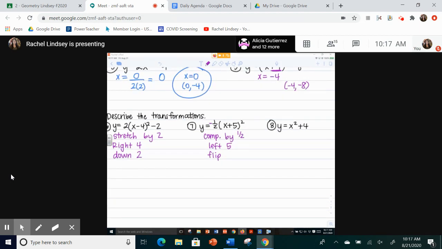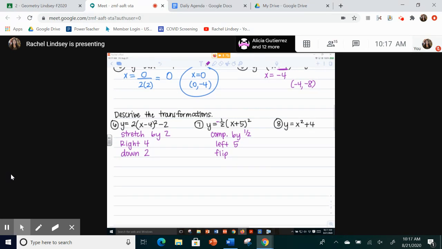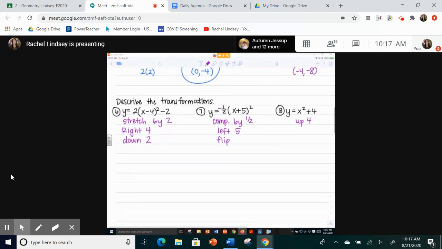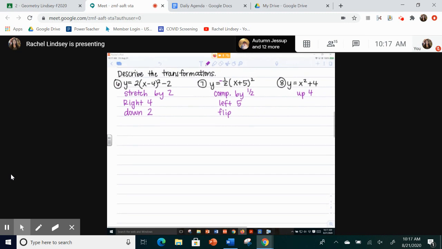Okay, and then on the last one, it only has one transformation. Doesn't flip, doesn't compress or stretch, doesn't move left or right. It only goes up 4. Very good. Is flip the same thing as triple flip? Yes.